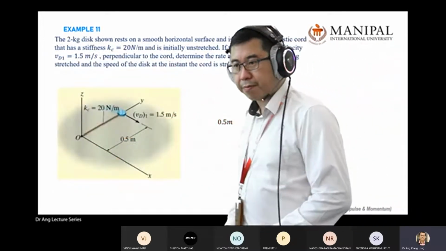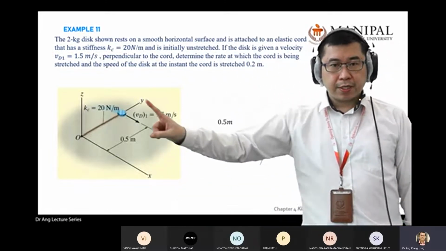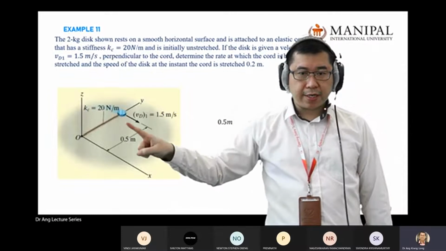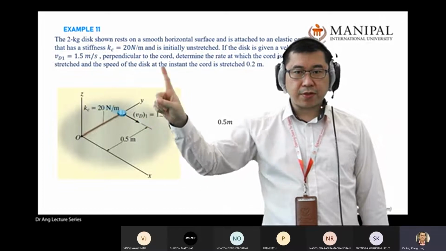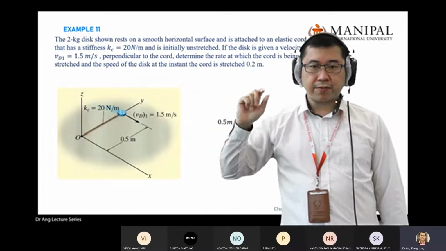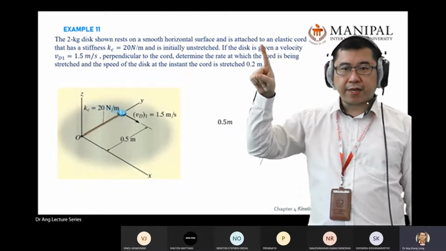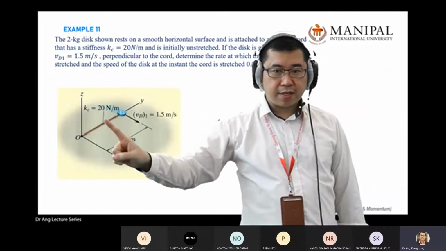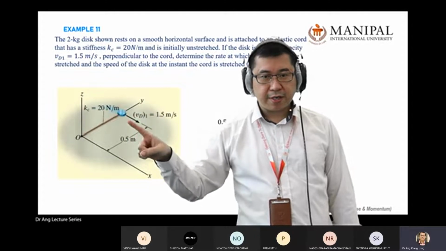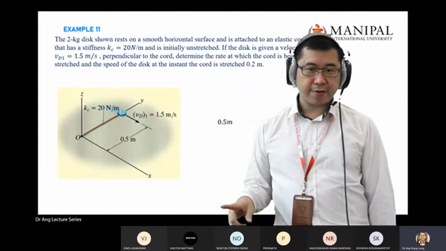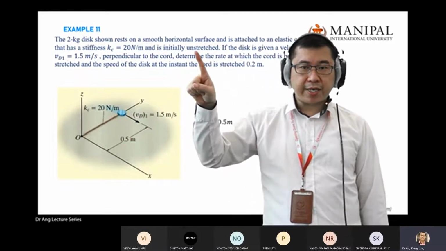Another example, example 11. We look at a scenario: a 2 kilogram disc starts from rest, so V1 is 0, on a smooth horizontal surface, which means no friction. It is attached to an elastic cord. You are given the stiffness constant. You learned about springs before, so there is a spring force here, and it is initially unstretched.